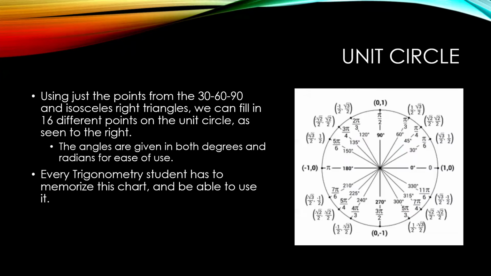We can do this with 30 degrees and 60 degrees as well. And then using symmetry arguments, we can figure out what the points would be for all of the other angles in our unit circle. And so here are 16 different points on this unit circle, as well as the corresponding angles written in both degrees and in radians. Every trig student has to memorize this chart and be able to use it. It's important to know this if you're going to be going down a STEM pathway.